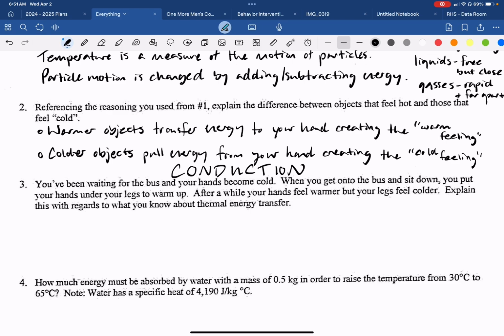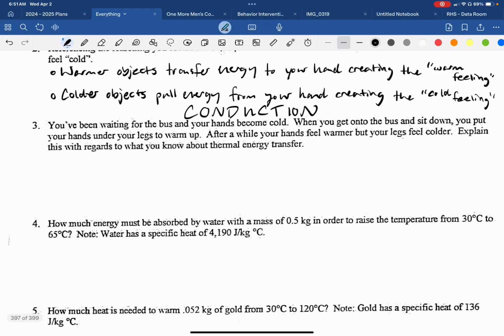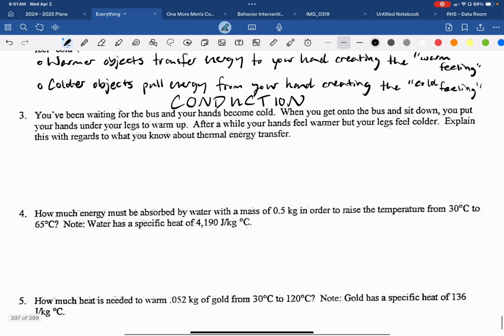All right. Number 3 says you've been waiting for the bus and your hands become cold. When you get onto the bus and sit down, you put your hands under your legs to warm up. After a while, your hands feel warmer, but your legs feel colder. Explain this with regards to what you know about thermal energy transfer. Well, we kind of just went over this. I mean, this is just a recap in a more real life situation.